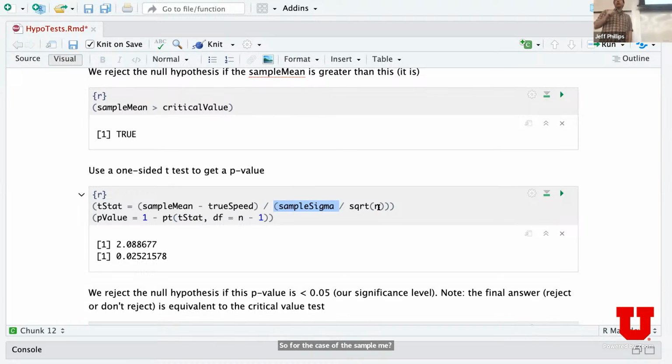That's right. Good. If you do not know the true variance, we just have a list of observations. We don't know what the true variance is. We need to use a t distribution instead.